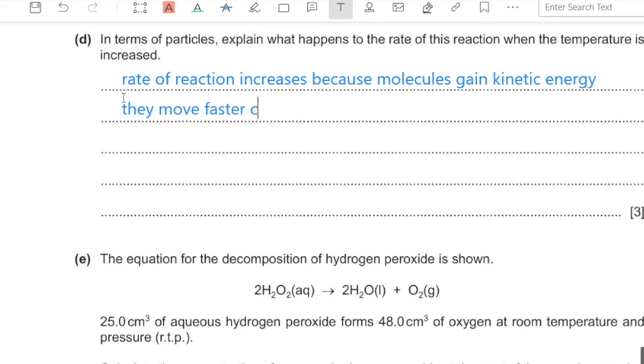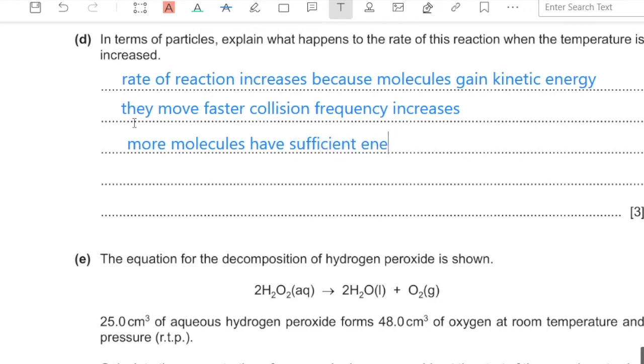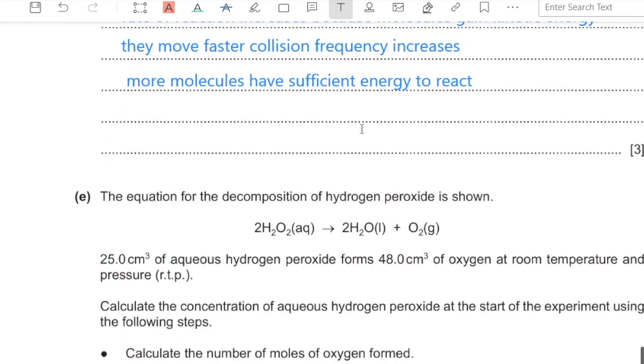And as a result of this, collision frequency increases. They are more likely to collide at a higher speed compared to a slower speed. And since a greater number of collisions occur, more molecules have sufficient energy to react, which is the activation energy. And without this activation energy, molecules cannot react.